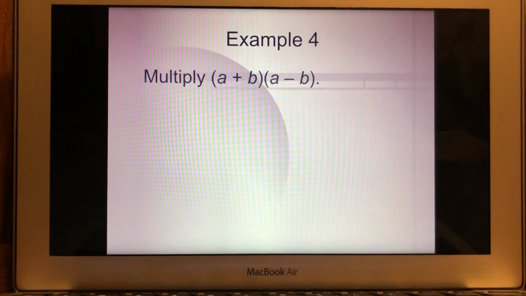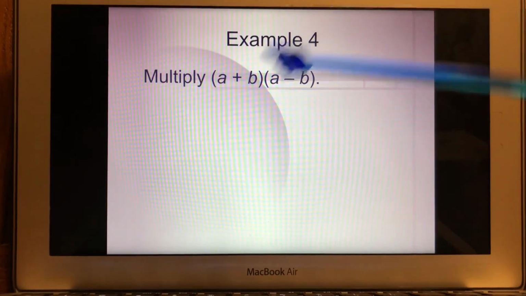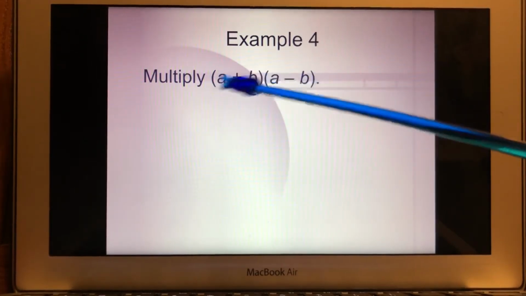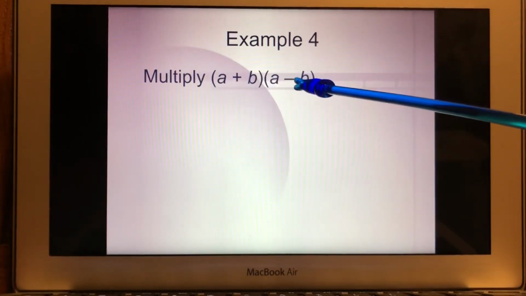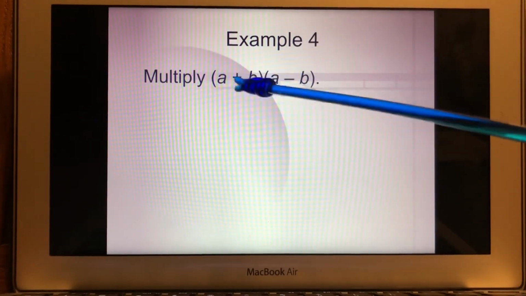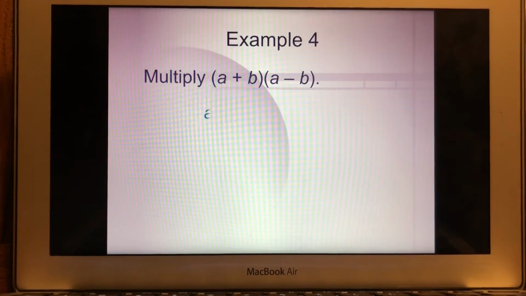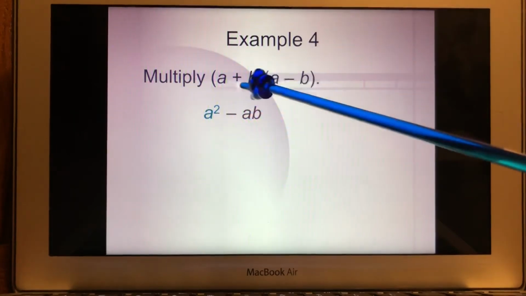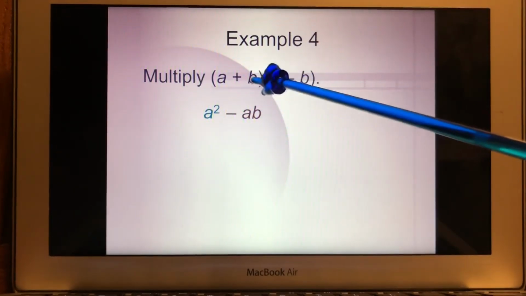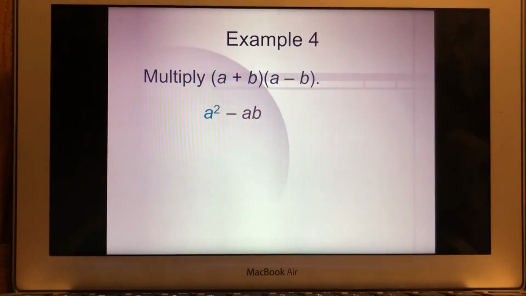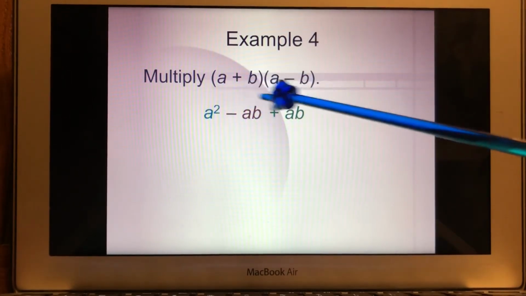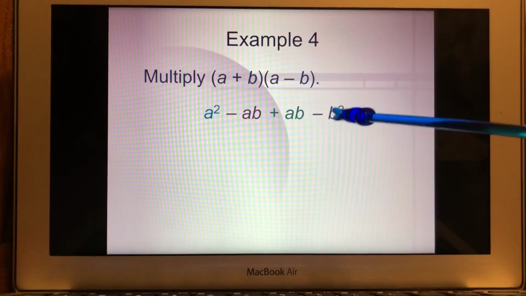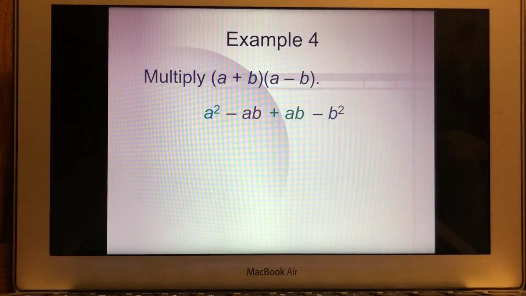So for the example here, a plus b, and then here I have a minus b. These are called conjugates because one is adding a and b, and this one is subtracting a and b. They're opposites, so they're called conjugates. So my first term is a squared. And then outer terms are negative ab right here. The inner terms are plus ab right here. And the last terms, positive b times negative b, gives me minus b squared.